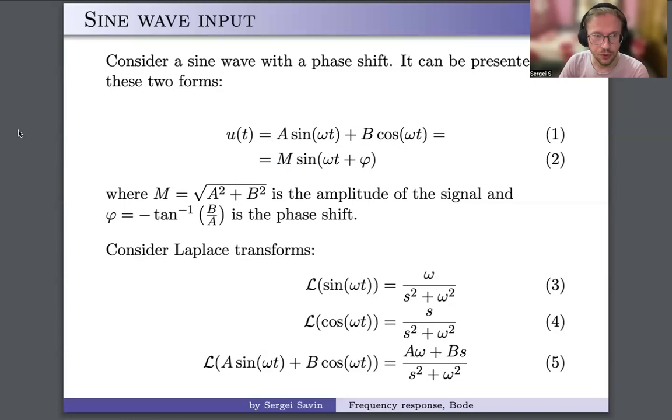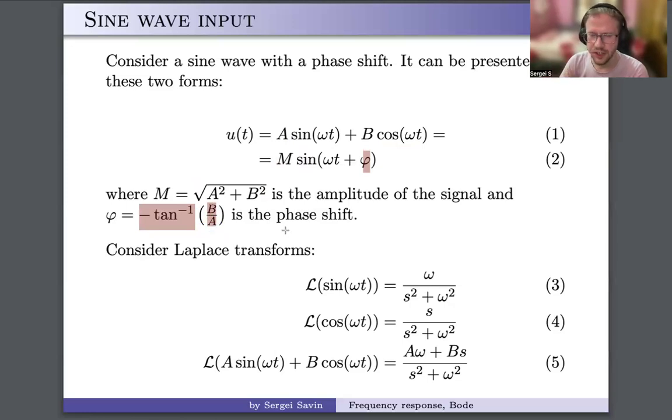Now, how do you convert them from one form into another? Well, this M here is related to A and B like this. It is basically the square root of A squared plus B squared, right? So if you imagine this as coordinates on an R2 plane, this is the norm of this vector. Okay. And phase, this phi, is given as arctangent of B divided by A.